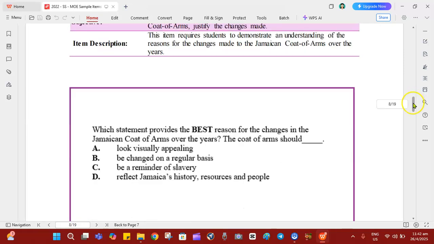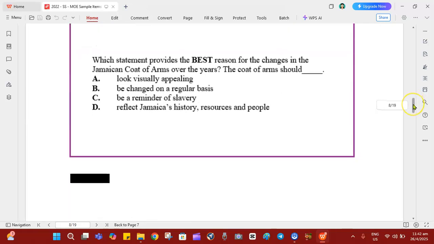All right, let's look at item 5. Which statement provides the best reason for the change in the Jamaican coat of arms over the years? And best, all the reasons could be good, but which is the best? A says the coat of arms should look visibly appealing. B says it should be changed on a regular basis. C says we need it to be a reminder of slavery. And D says it needs to be changed so it reflects our history, resources, and our people. And that is true, which is D.